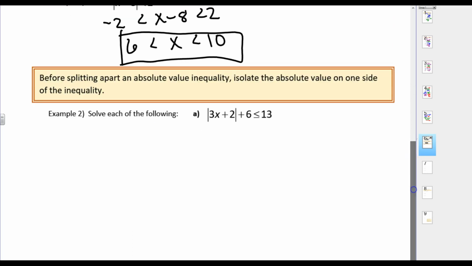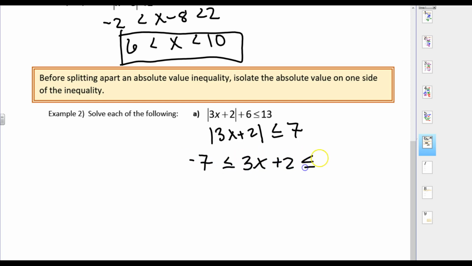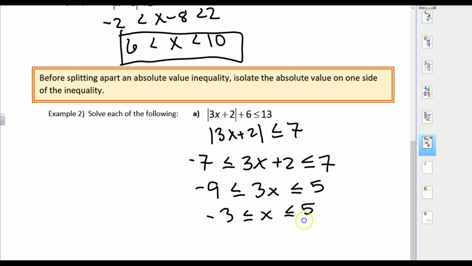Before splitting apart the inequality, we always have to isolate the absolute value part before we begin. So what I'm going to do here is subtract 6 over to get that the absolute value of 3x plus 2 is less than or equal to 7. And at this point, I'm able to rewrite this as an and inequality. Negative 7 is less than or equal to 3x plus 2, which is less than or equal to 7. I subtract 2 from all sides. I get negative 9 is less than or equal to 3x, which is less than or equal to 5. Divide by 3. Negative 3 is less than or equal to x, which is less than or equal to 5/3, is my final answer.